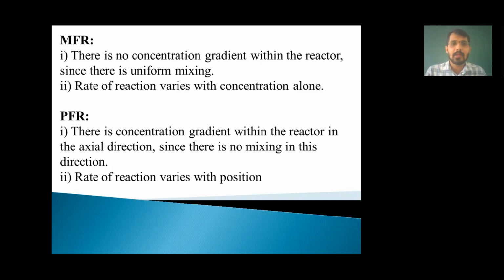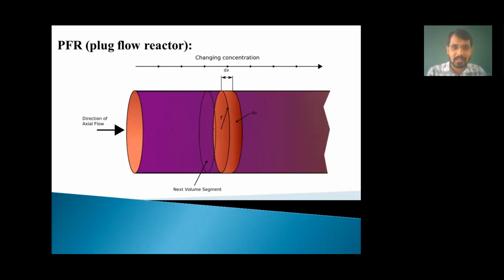After that, you can see here the plug flow reactor, which is shown by PFR. The first point about this is there is a concentration gradient, which is not available in a mixed flow reactor. So there is a concentration gradient within the reactor in the axial direction, since there is no mixing in the axial direction. That's why there is a presence of concentration gradient.